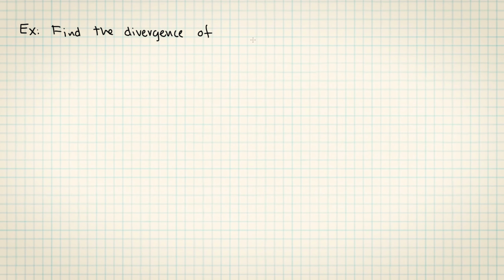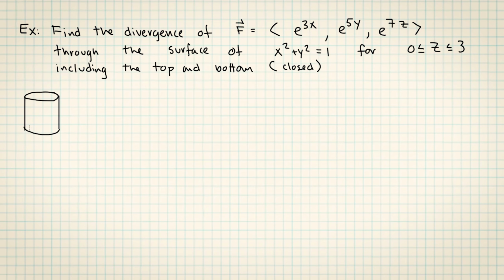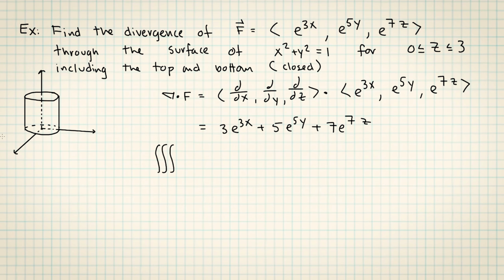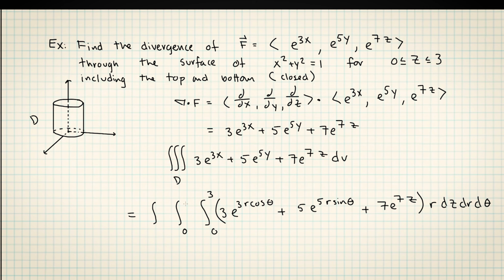So now I'm going to calculate the divergence of this field through a cylindrical surface. Okay, so I found the divergence of this very exponential force field. Now I don't want to set up this triple integral in rectangular coordinates because it's obviously a cylinder, so I'm going to use cylindrical coordinates. You can see where I got all these pieces from. z is going to go from 0 to 3, r is going to go from 0 to 1, and then the cylinder goes all the way around, so theta is going to go from 0 to 2 pi.